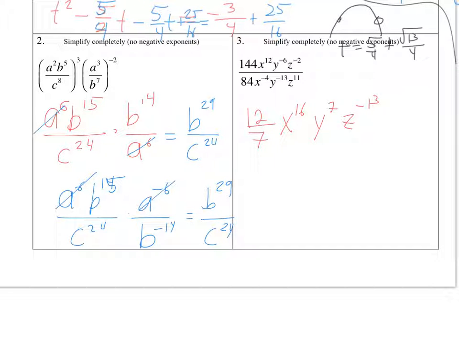This would be a fine answer except for that negative exponent. I'm going to write this as a single fraction. Positive exponents on top and negative exponents on the bottom. 7z to the 13.